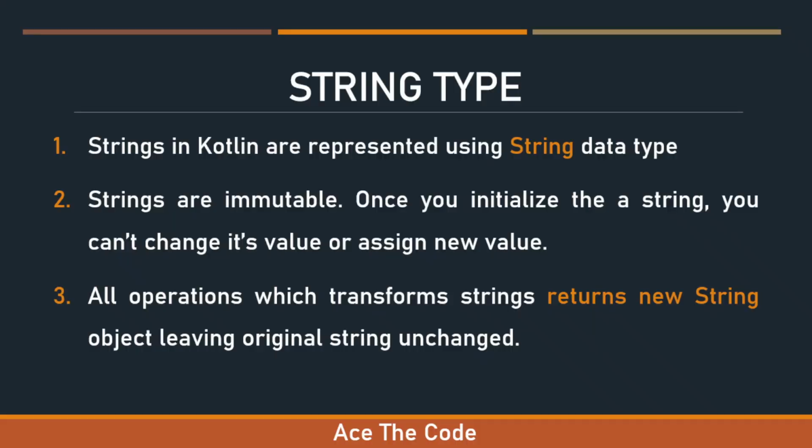Let's discuss string type. String types in Kotlin are represented using the String data type. Strings are immutable. It means that once you initialize the string, you can't change its value or reassign a new value. Another interesting fact is that all operations which transform strings into some new string always return a new string, and as a result it keeps the original string unchanged.